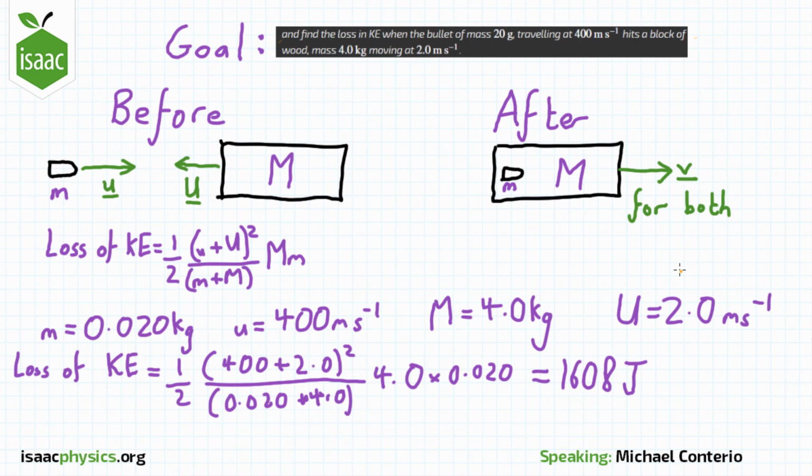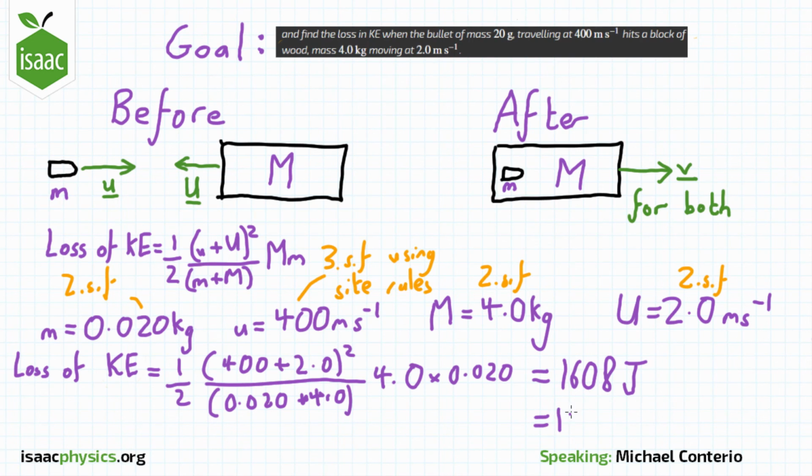We also need to be careful of the number of significant figures we use. Both the mass and the speed of the wooden block are given to two significant figures. The speed of the bullet before the collision is given as 400 meters per second. Using the sig fig rules, all trailing zeros count as significant figures, so this is 3 significant figures. But the mass of the bullet is again given to 2 significant figures. This means that we can only give our answer to 2 significant figures, giving us a final answer of a loss of kinetic energy of 1,600 joules.